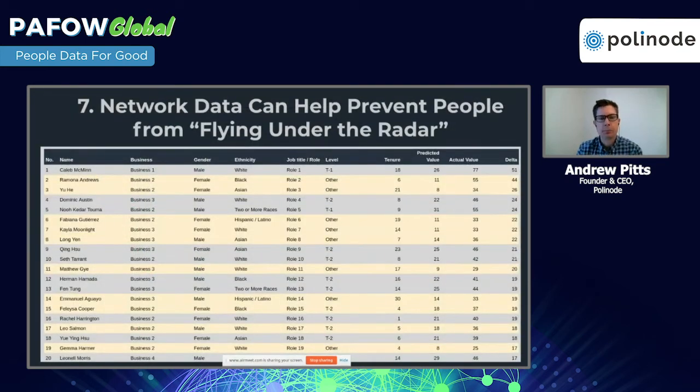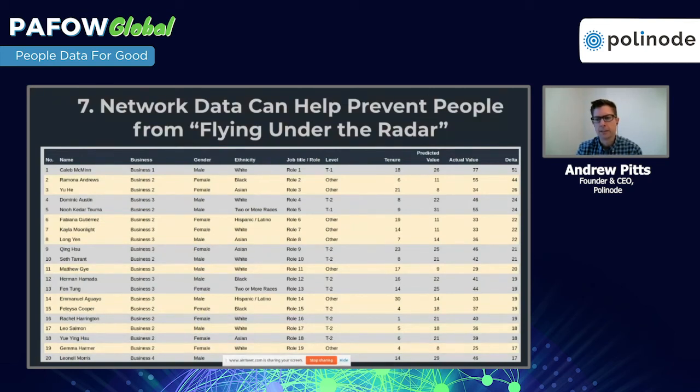Network data can help prevent people from flying under the radar. So here, what does this table look at? If we look at the predicted value and the actual value, we're looking at nominations, so active nominations. If we account for seniority as well as tenure, Caleb has a predicted value in terms of number of nominations of 26 versus the actual number of nominations received of 77, which is a delta of 51. And here we're sorting by that residual or delta, and we are coloring to show the less senior groups, so other and T-2 are highlighted.